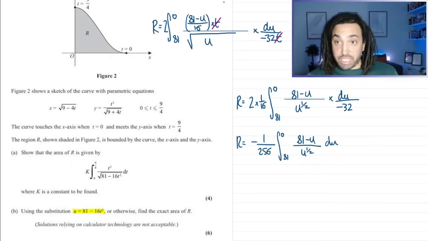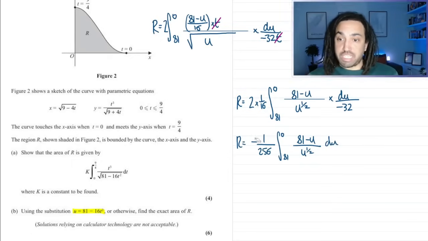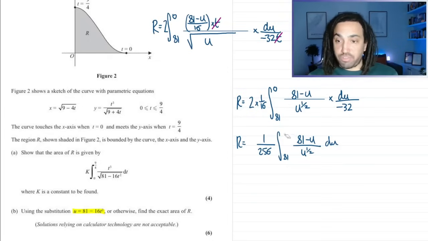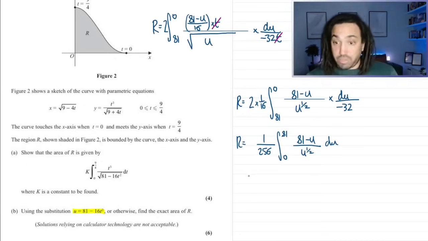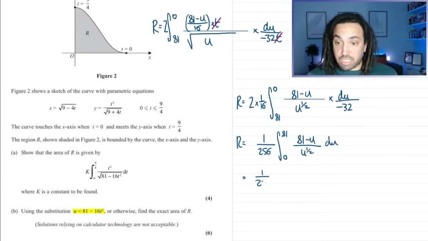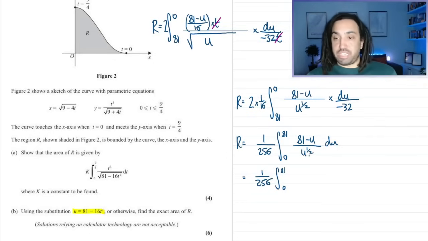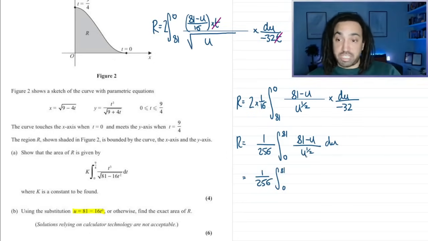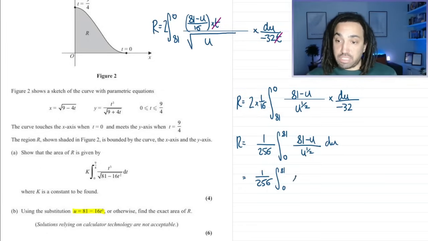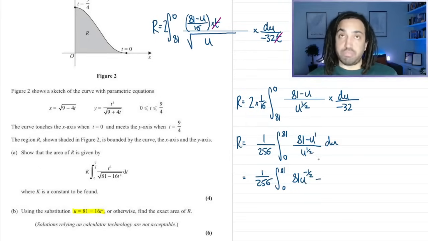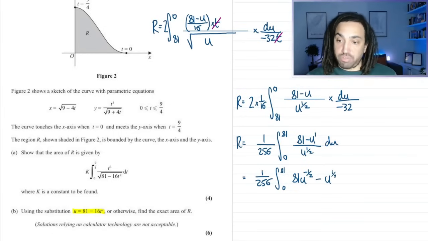Okay, we could do that neat trick again. Because if we just take out this negative here, we can flip the limits over. That just becomes a bit nicer. Okay, now what we can do is write this in a more integratable form. This is a single denominator, so we can literally take the numerator and divide each term by that denominator. So 81 divided by u to the half is the same as 81 u to the negative half. And then u to the 1 divided by u to the half is just u to the half.